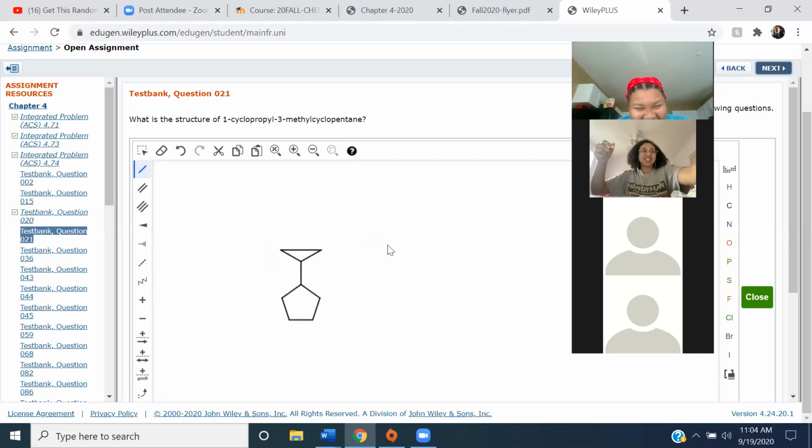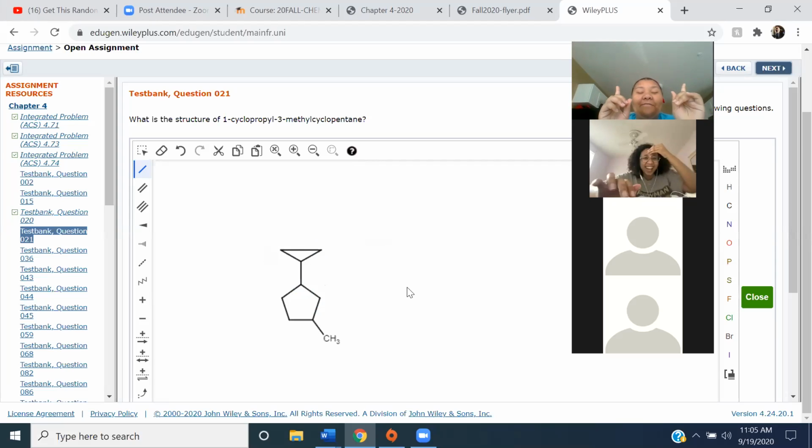Wait, it took me 15 minutes to figure it out. So I just made the cyclopropyl at 1. Now you just have to add the methyl group on 3. Right. So 1, 2, 3. Okay, cool. Wait, what the hell just happened? So this is what we know.